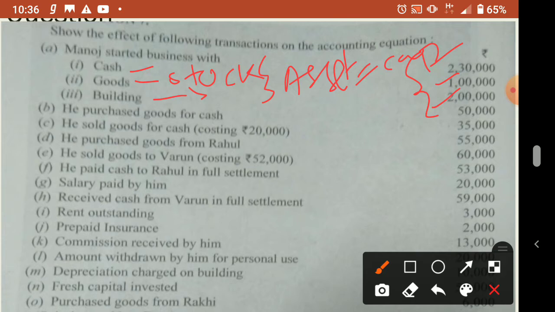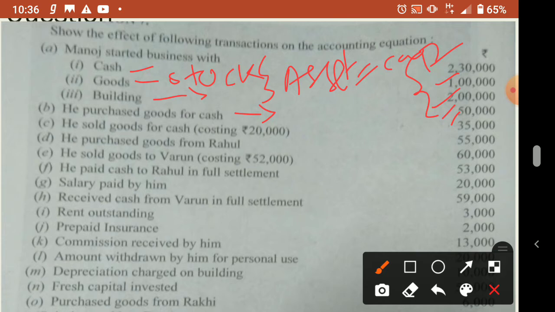First I will explain the question. Then he purchased goods for cash. Cash was given and goods purchased. When goods come to the business, what do we write? Stock. How much? 50,000. For cash means cash has gone, so from cash we have to minus and stock to increase. Cash minus and stock plus.